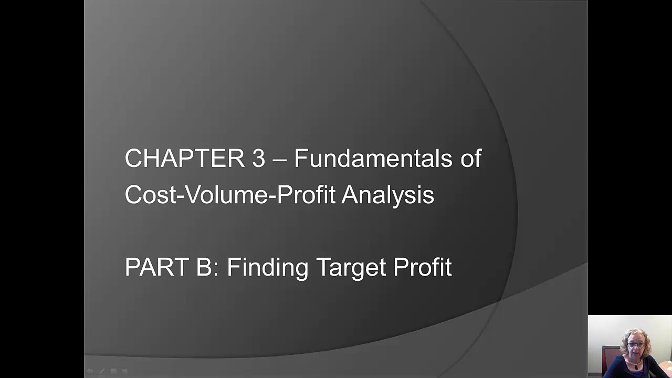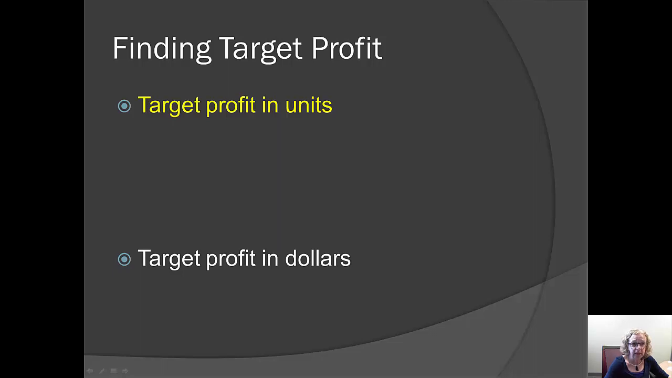As we discussed in the first part of Chapter 3, we can use cost volume profit analysis to determine how hard a firm has to work just to break even. In this section, we'll use the same basic technique to determine how hard the firm has to work in order to achieve a certain desired target profit. To do this, we're going to use the same basic formulas that we used before.